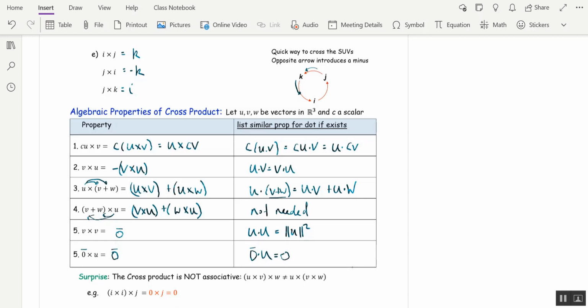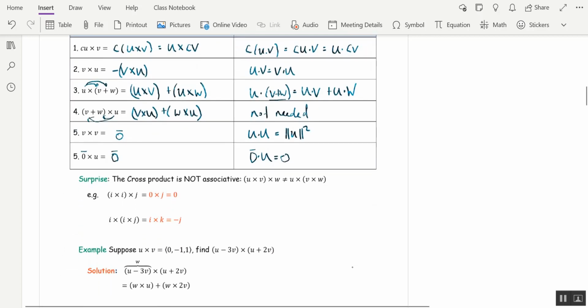Okay, one interesting thing about cross is that it's not associative, meaning if you take 3 crosses in a row, the order in which you cross matters. So here's an example with just the standard unit vectors. (I cross I) cross J: I cross I is 0, and 0 cross J is the 0 vector. But if I do the I cross J first, I get K, and I cross K is negative J. And those are different answers.